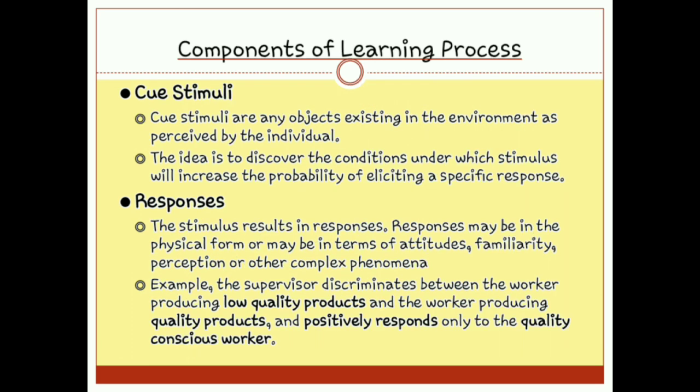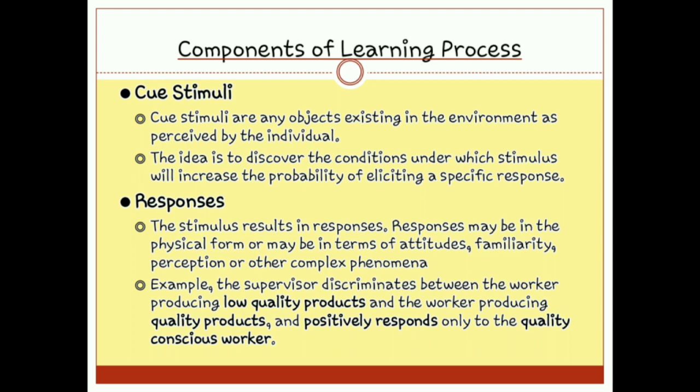Next one is cue stimuli. So, cue stimuli are any objects existing in the environment as perceived by an individual. The idea is to discover the conditions under which a stimulus increases the probability of eliciting a specific response. There may be two types of stimuli. First one is generalization and discrimination.